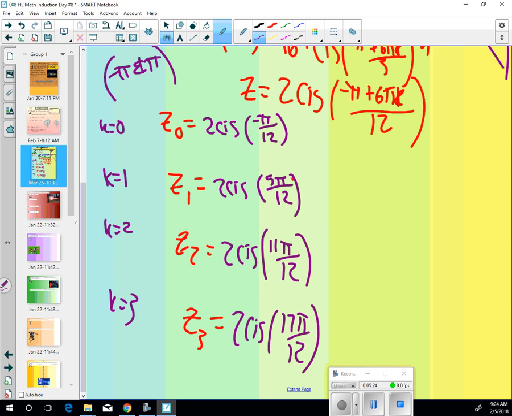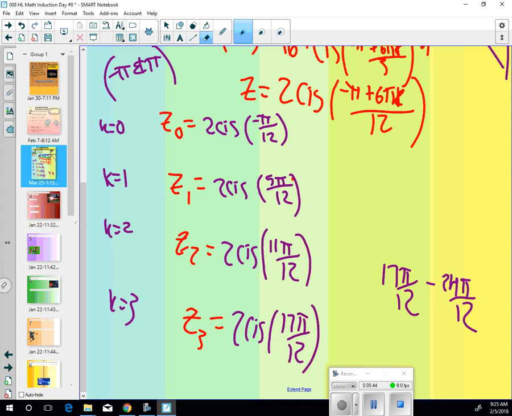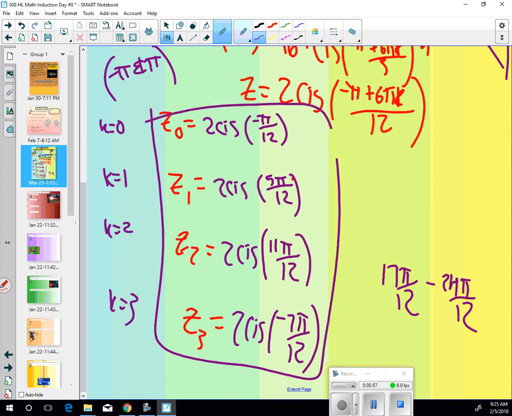So all you have to do is take 17 pi over 12 and subtract 2 pi, which is the same as 24 pi over 12. And 17 minus 24 is negative, what, 7? Yeah. Look at that. No muss, no fuss. Negative 7 pi over 12. These are all the answers in cis form. You found all the 4 roots.